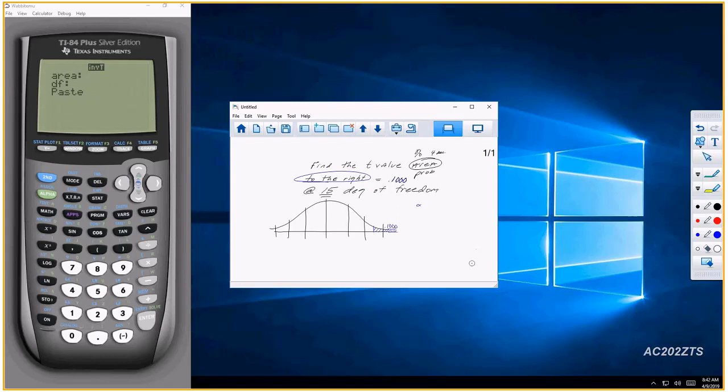0.9000. That would make sense. Okay, degrees of freedom is what? 15. And paste and enter. And there is your t value. It's just like a z value. It's just a different scale because of what it's used for. So 1.341, write that down.